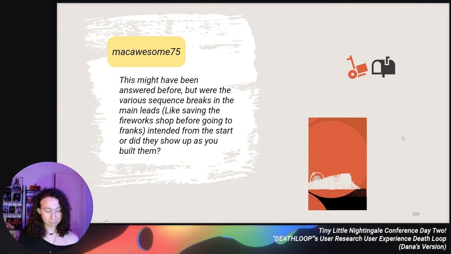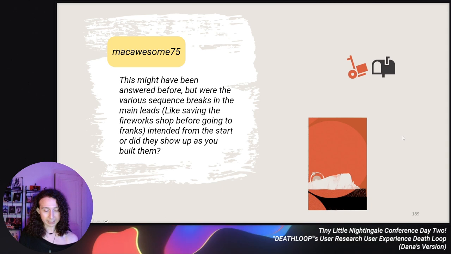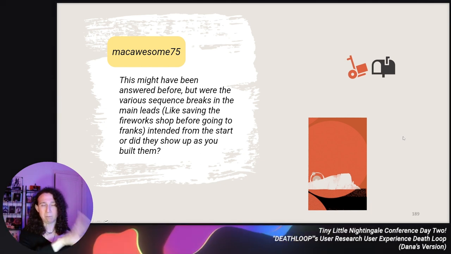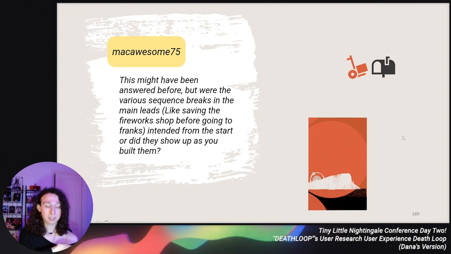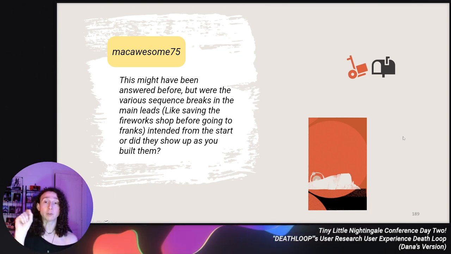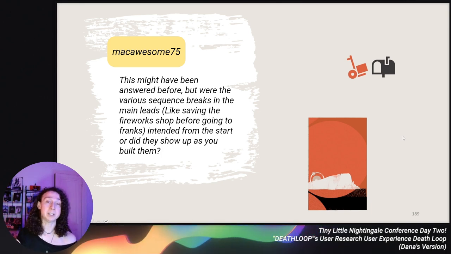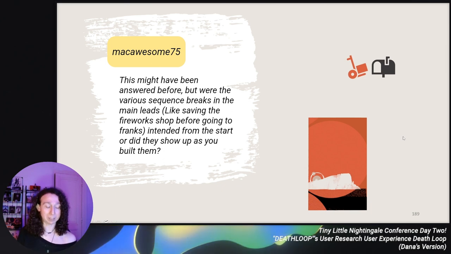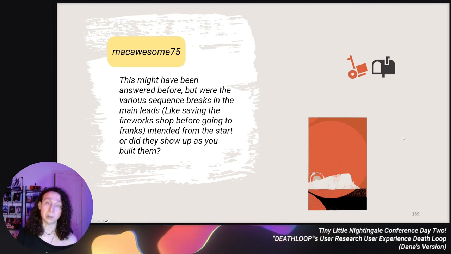Might have been answered before, but were the various sequence breaks in the game in the main leads, like saving the fireworks shop before going to Frank's, intended from the start, or did they show up as you built them? We roughly sketched out the leads on whiteboards, very similar to what I walked us all through with the guided tour, and they usually revolved around a central puzzle that you had to solve. And for the fireworks lead, the shop that burns down was always the central puzzle of that. It took on many forms throughout development before we landed on the final one. Each of the leads had to have a core problem to solve in order to progress it.